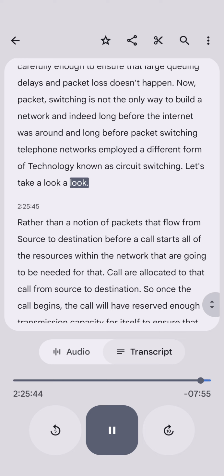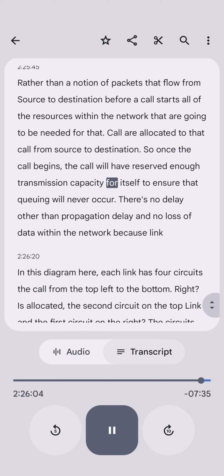In circuit switching, there's a notion of a call rather than a notion of packets that flow from source to destination. Before a call starts, all of the resources within the network that are going to be needed for that call are allocated to that call from source to destination. So once the call begins, the call will have reserved enough transmission capacity for itself to ensure that queuing will never occur. There's no delay other than propagation delay and no loss of data within the network because link capacity has been reserved for the exclusive use of this call.